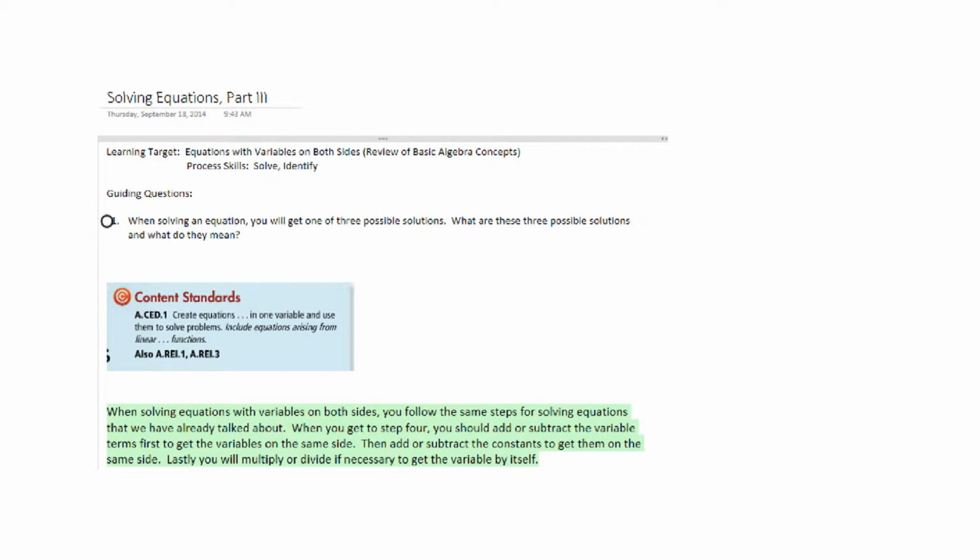When solving equations with variables on both sides, you follow the same steps for solving equations that we've already talked about. But when you get to step 4, you're going to add or subtract the variable terms first to get the variables on the same side. Then you're going to add or subtract the constants to get them on the same side. Lastly, you'll multiply or divide if necessary to get the variable by itself. And we'll look at a couple examples of this.